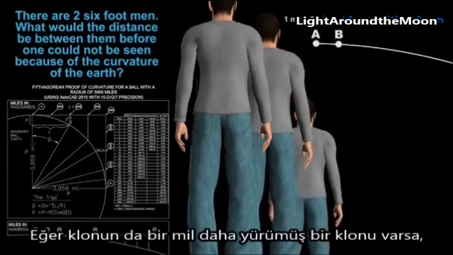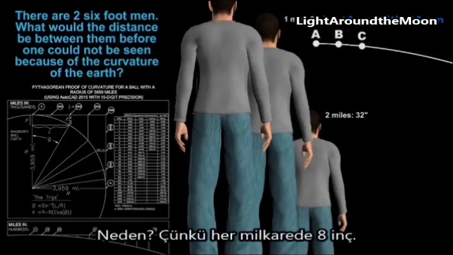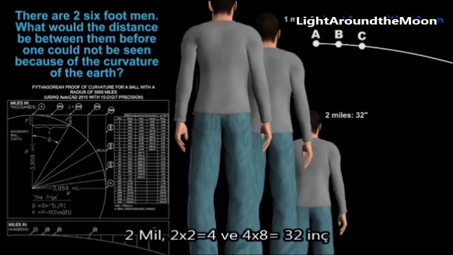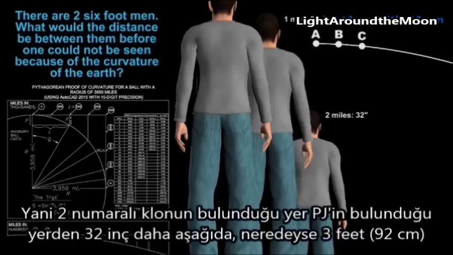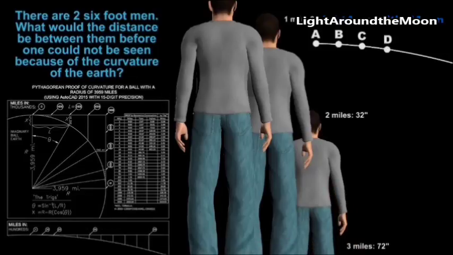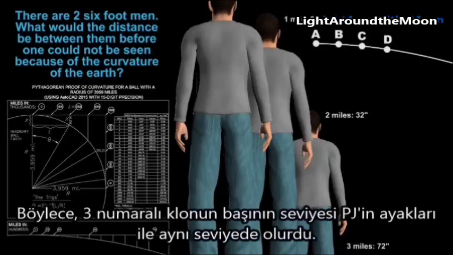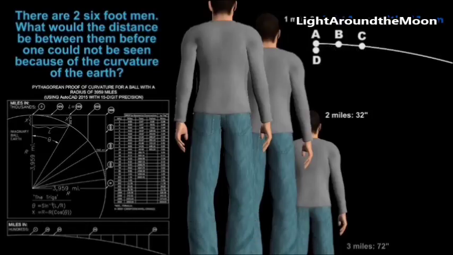Now, if the clone had a clone who walked another mile away, that clone's ground would be 32 inches below PJ's ground. Why? Because it's 8 inches per mile squared. 2 miles, okay, 2 times 2 is 4 times 8 is 32. So the ground that clone number 2 is standing on is 32, almost 3 feet below the ground that PJ is standing on. And if we had yet another clone who was to walk 1 more mile, his ground would be 72 inches or 6 feet below PJ's. Thus, the top of clone number 3's head would be even with the bottom of PJ's feet.